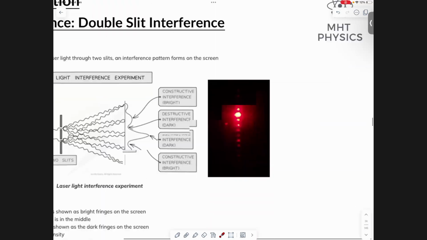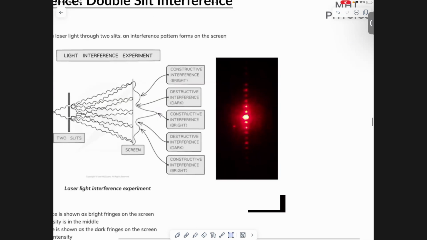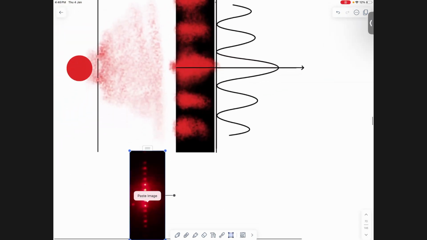Okay, this is a real life picture of how it looks. So this is how it looks like in real life. Okay, I'm putting it on the side. So you'll notice that the center is visibly brighter, right? It's so bright it's almost white in color. But you see, as it starts to go further away, it starts to dim out, right? So these are all what spots that you see here?